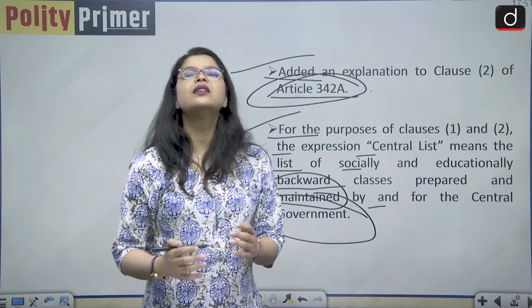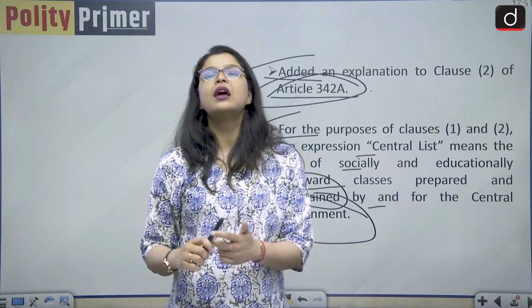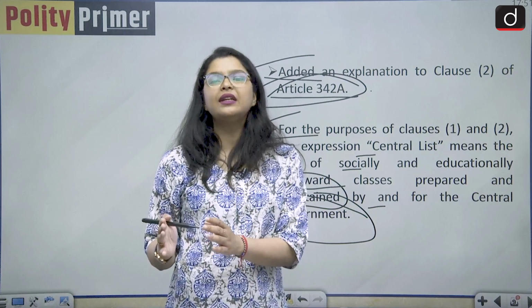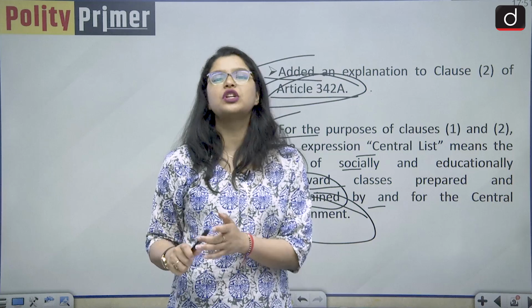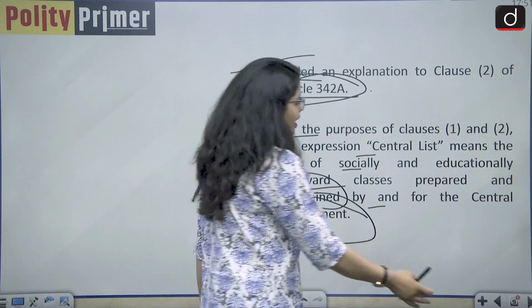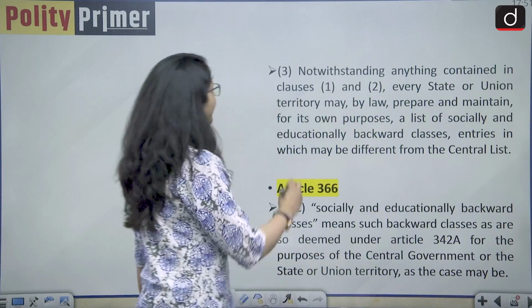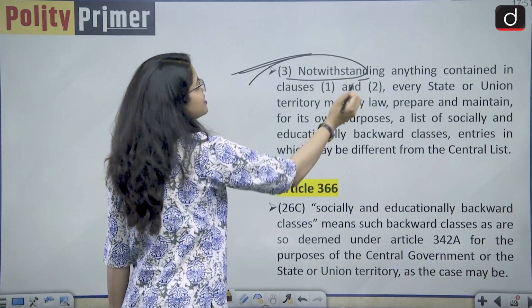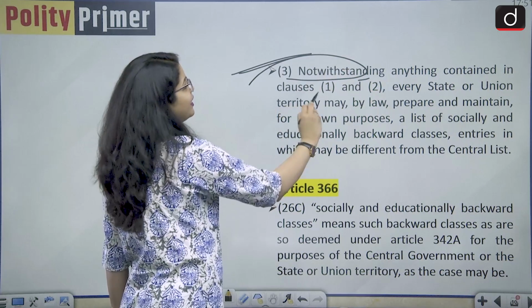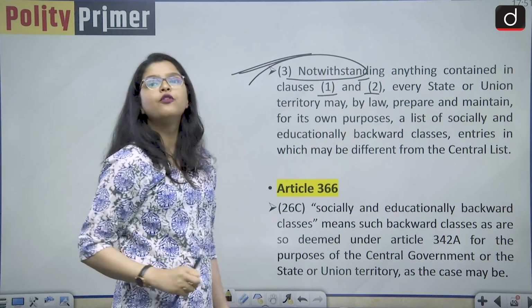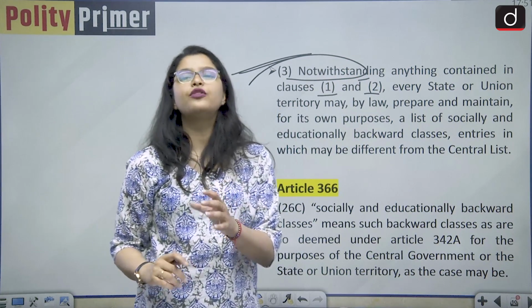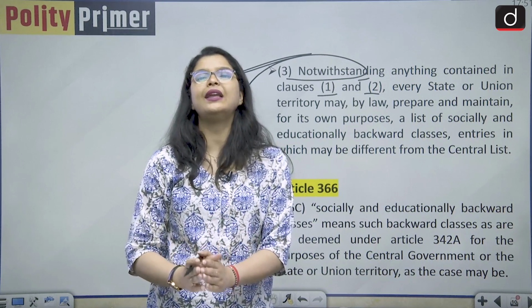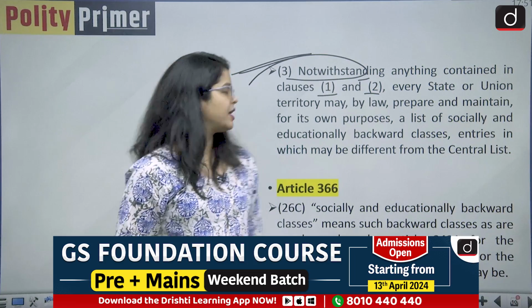That means the states and the union territories regained their power to maintain their separate list of the socially and educationally backward classes. And this was clarified by clause 3, that it is a non-obstante clause, that nothing which is contained in clauses 1 and 2 will suppress the power of the states and union territories to have their own list of the socially and educationally backward classes.